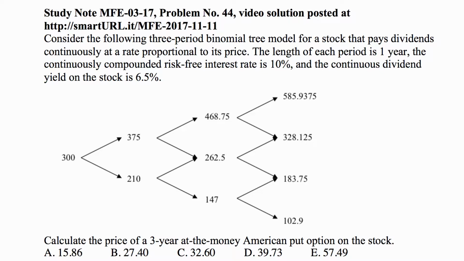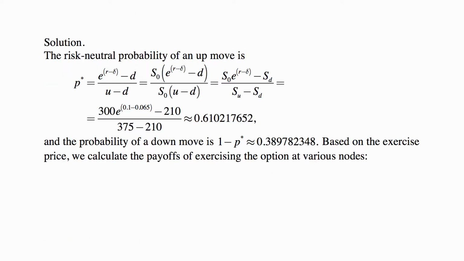And you were given a binomial tree of prices of the stock. Calculate the price of a 3-year at the money American put option on the stock. Note that the price of the stock at time 0 is 300, so that's the exercise price of the option because the option is at the money.